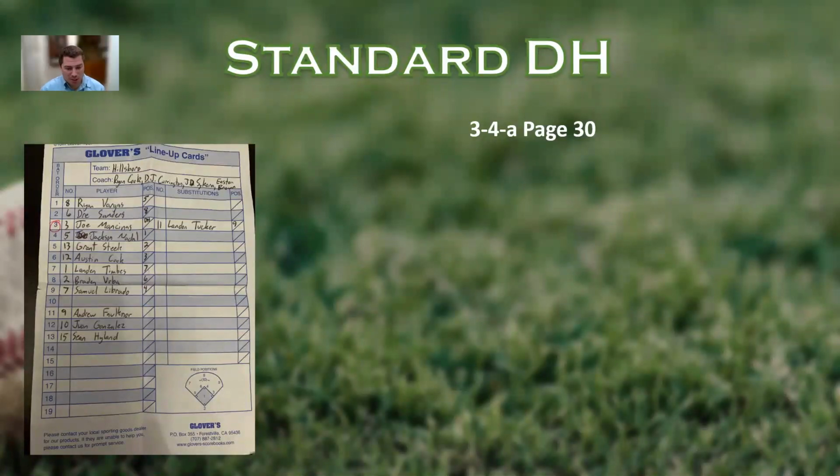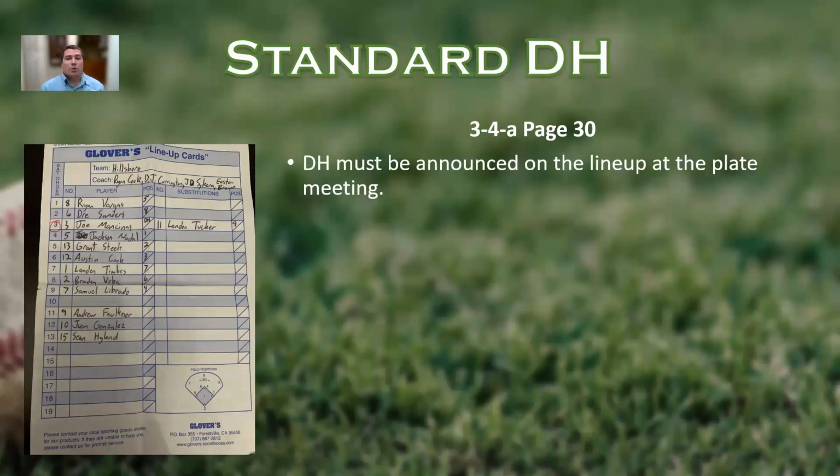Let's jump into the standard DH rule. This is 3-4A on page 30. If that's not open in your rule book, please get it open because it really is important. Okay. So here's the thing about the designated hitter. It must be announced on the lineup at the plate meeting. And if you're the plate umpire, just as I said before, please double check and make sure that how they have it written is how they want it to be done. Sometimes these coaches can get things mixed up.